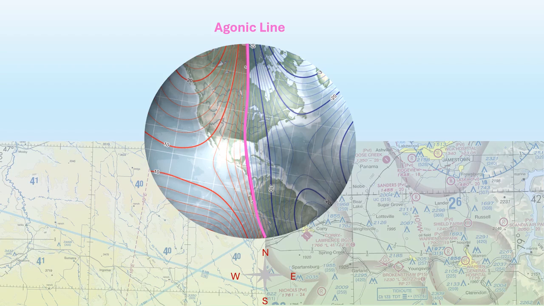To the west of the agonic line, you'll see isogonic lines marked with positive degrees, labeled with an E on sectional charts to indicate east. Conversely, to the east of the agonic line, the numbers are negative. On sectional charts, they are designated with a W to signify west.